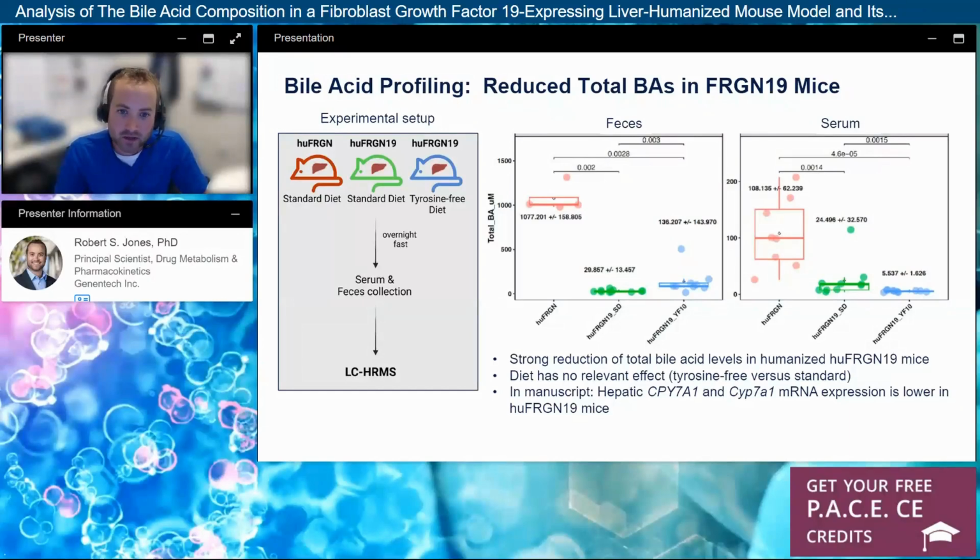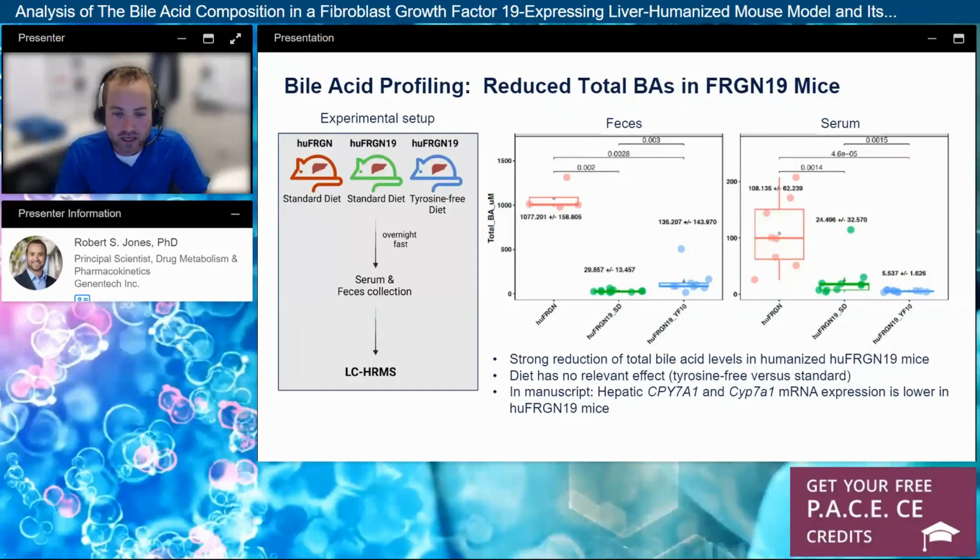In green, we had the human FRGN19 mice. So this was the FRGN mice now with the global humanization of FGF19, so now we're able to hopefully attenuate those bile acid pools. And then the last group of mice was the same mice, but we actually gave them a tyrosine-free diet, because another secondary endpoint that we were interested in this study was to understand the diet-specific differences in bile acid regulation in these transgenic mice populations.